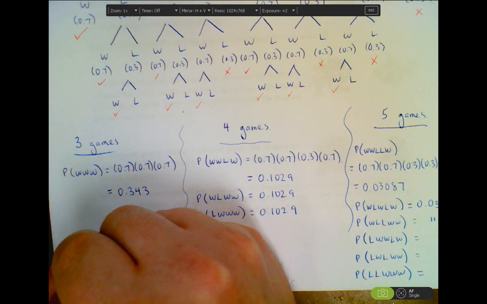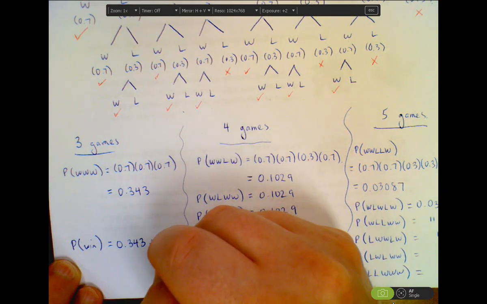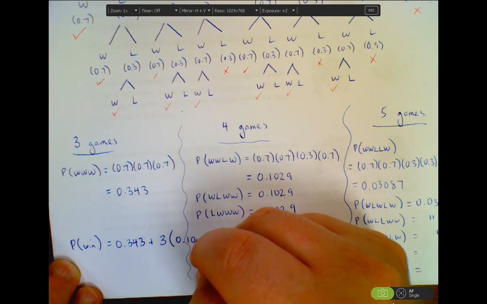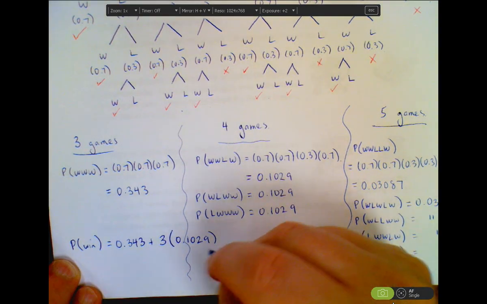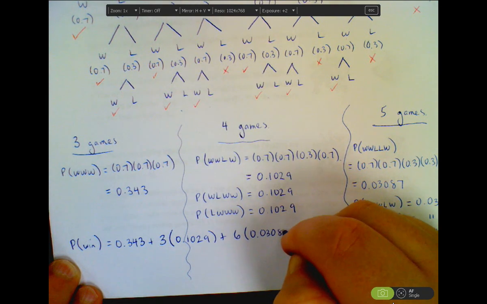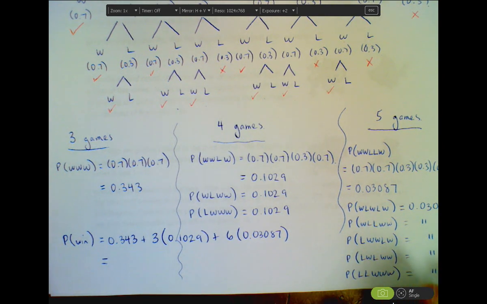The probability of a win is going to be 0.343. There were 3 ways to win in 4 games, and each one of those was 0.1029. And there were 6 ways to win in 5 games, and each of those had a probability of 0.03087. So you guys try that out. So the interesting thing to ask is, because we saw that in 3 games, they had a 78.4% chance of winning in a best of 3, does that increase if you play more games? Let's find out.